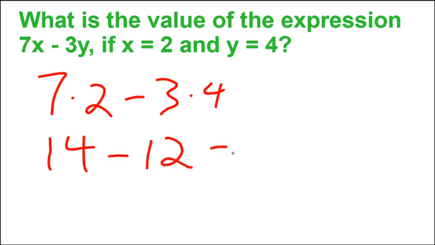So we got 14 minus 12 equals 2. Main key there, though, just make sure we're substituting correctly. And then you just follow your order of operations. Okay? Those are ones we did pretty well with, so any questions on that?